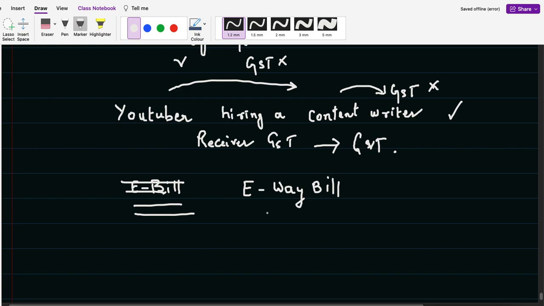Mostly this type of problem may not come in the exam, but a 1 mark or MCQ question such as what is the threshold value of e-way bill, you can write 50,000 rupees. Got it? Okay, let's move on to the next thing. Let's do a problem here.